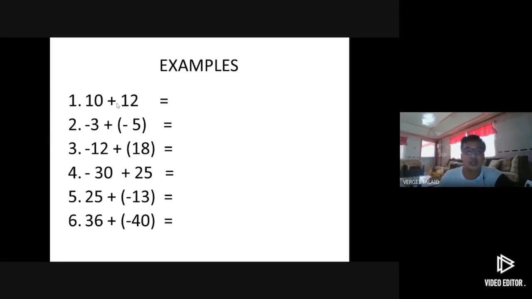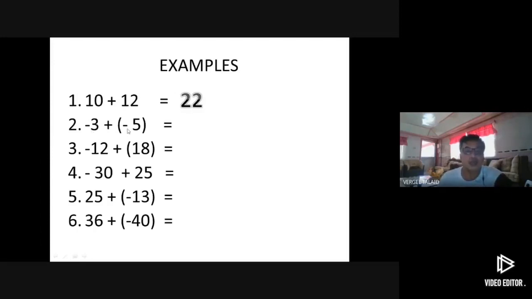Why addition? Because we have here the plus sign between the two integers. Take note of this plus sign. So let us try to recall the rule that if it is like sign, you are going to add. So 10 plus 12, this is like sign, so you are going to add. That is 22. Then copy the common sign. The common sign here is positive, so that is positive 22.